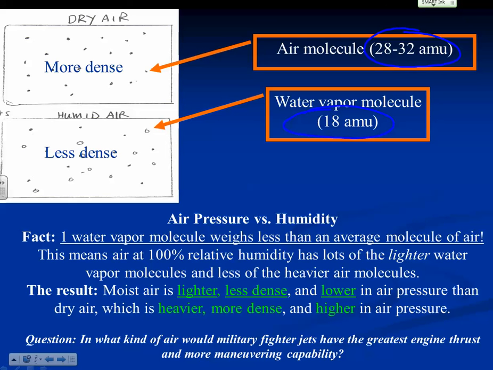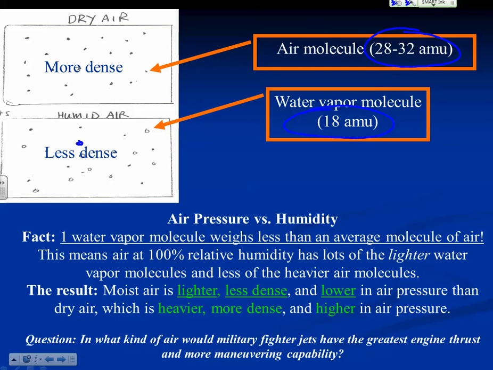And if we check out this sentence down here, this means that air at 100% relative humidity has lots of the lighter water vapor molecules and less of the heavier ones. So you don't want to really think of it as filling it like a container, but if you add a lot of water vapor to the air, those water vapor molecules displace the air molecules, not all of them, but a bunch of them, and therefore you have less mass overall because those water vapors are lighter. So the result, moist air is lighter and therefore less dense and lower in air pressure. There's less weight of that air than in the dry air, which is heavier, more dense, and higher in air pressure. And you can see that in the picture up here.